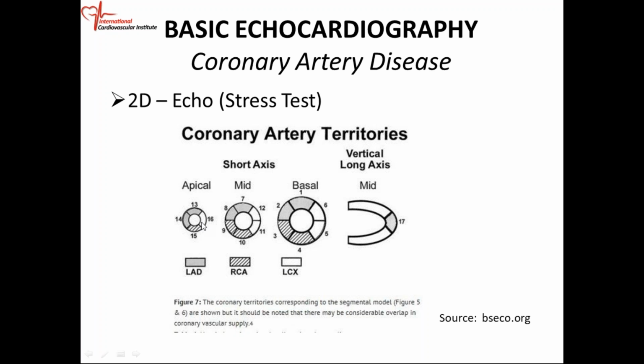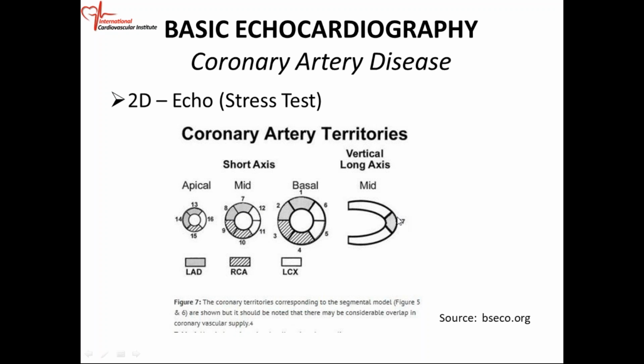Remember, we said the left main, which comes from the left coronary sinus, splits and gives you a left anterior descending coronary artery, which runs in the front, and the circumflex loops around the back. So in the apical segment, it supplies the lateral wall. In the mid segment, it supplies the anterior lateral and the inferior lateral wall, still the lateral wall. And then the basal segment, the same thing, lateral wall.